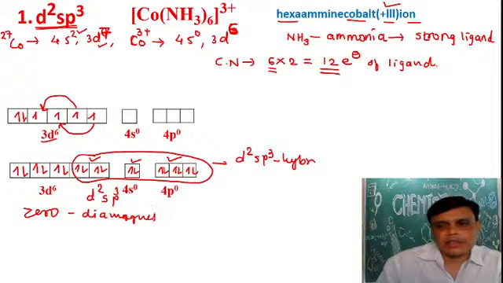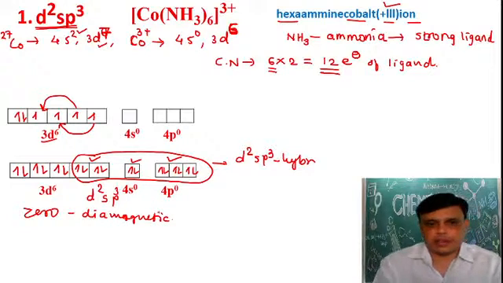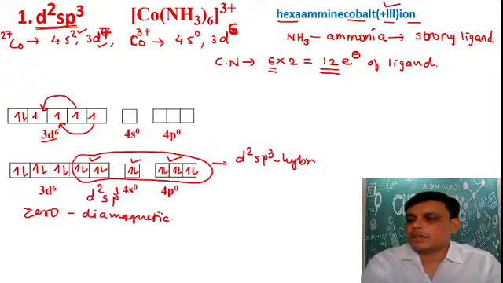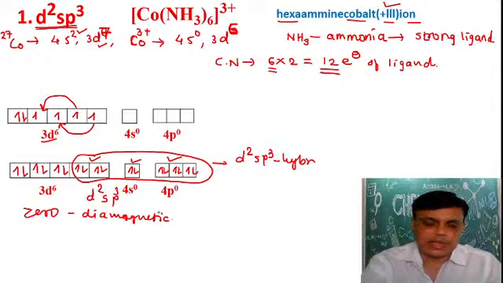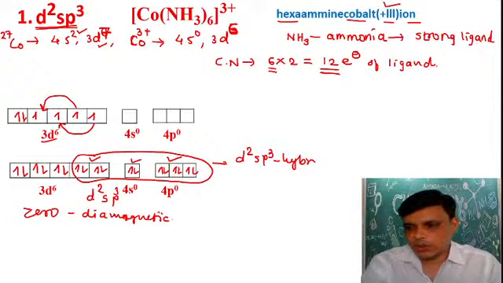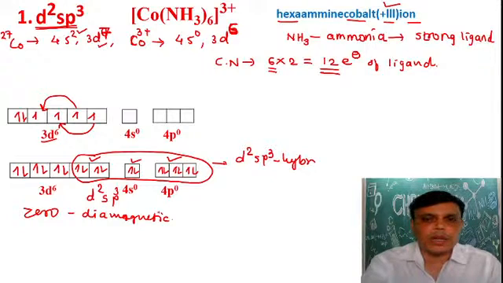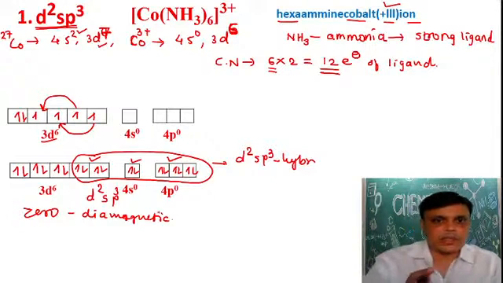The complex is diamagnetic because, as Chetan is saying, there are 0 unpaired electrons. Correct. 0 unpaired electrons means the complex is diamagnetic, and the observed and calculated magnetic moment will be 0. So this is the first type.